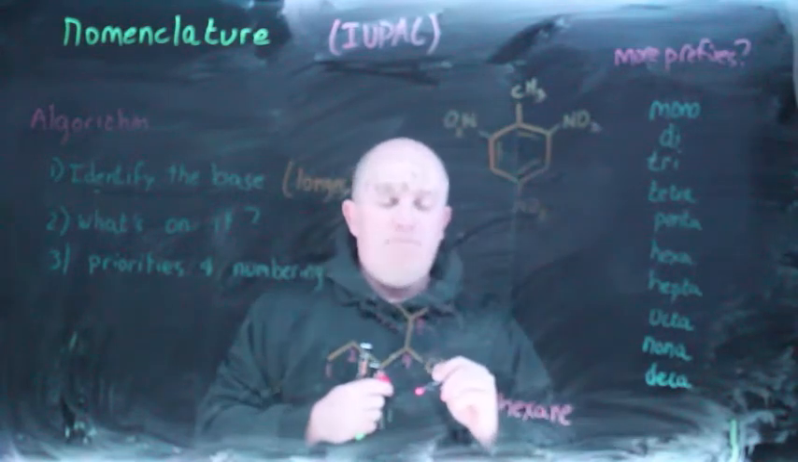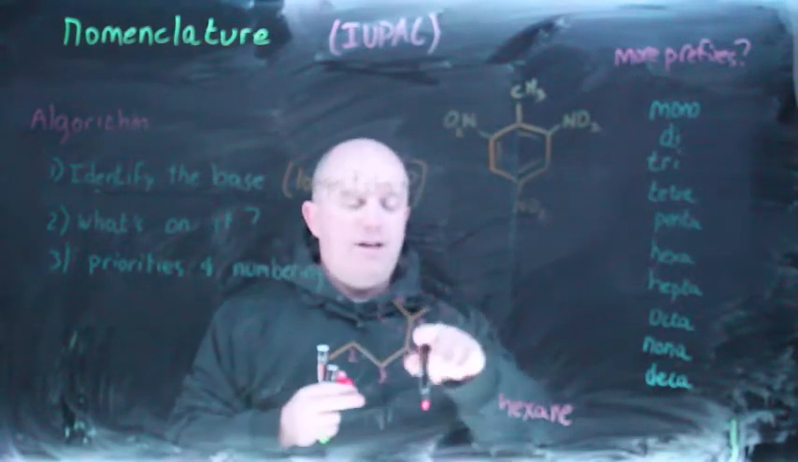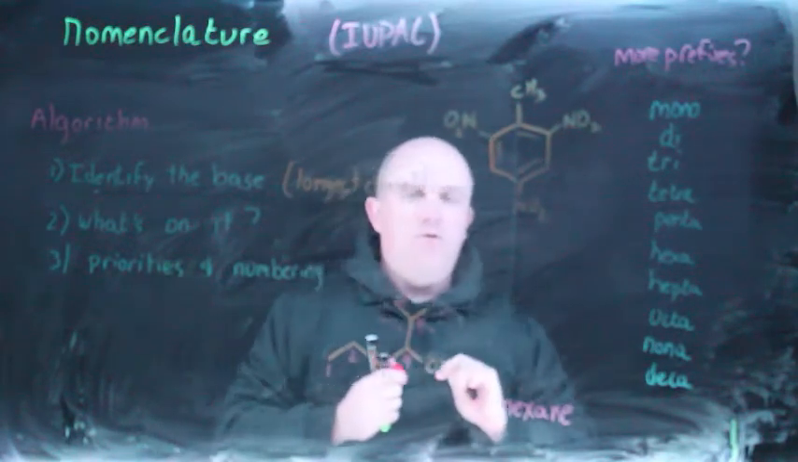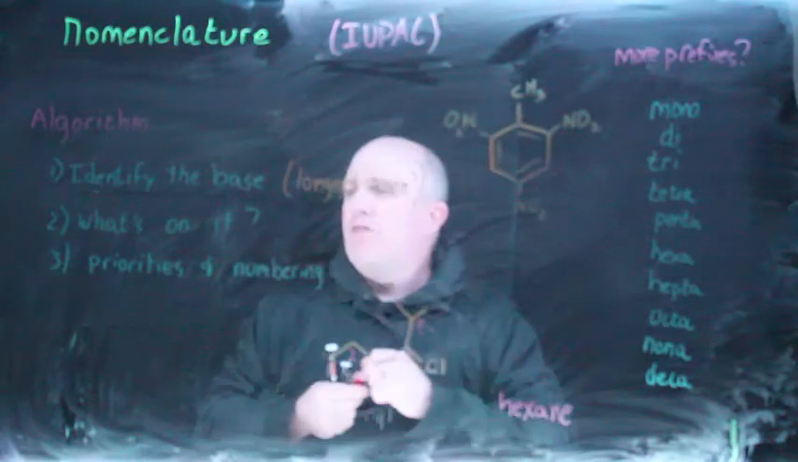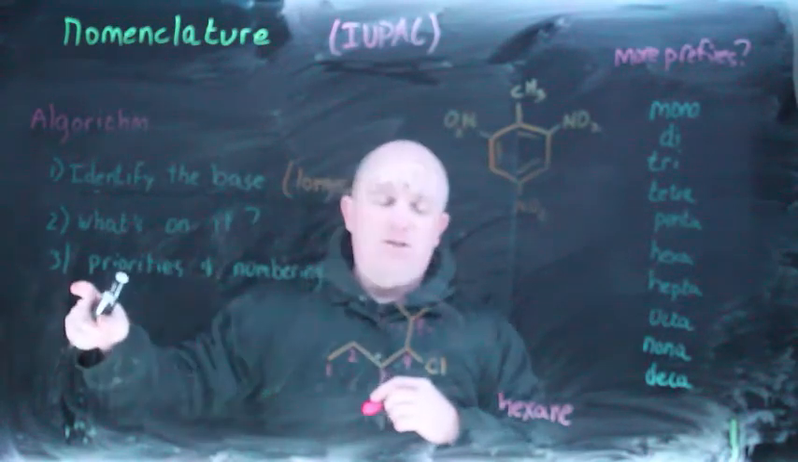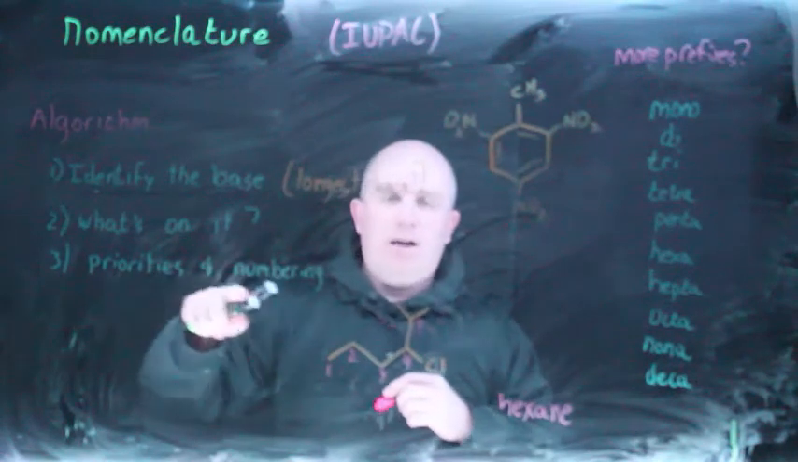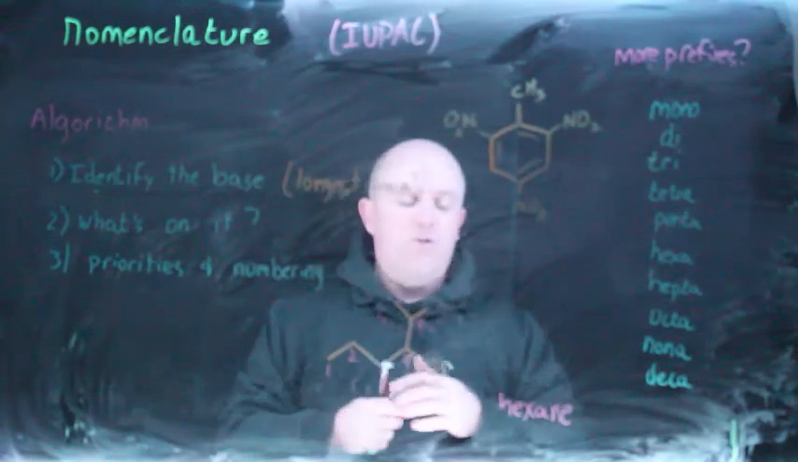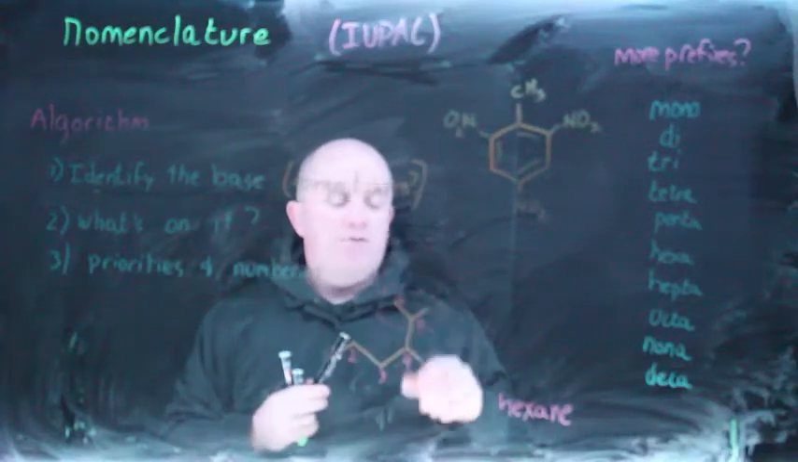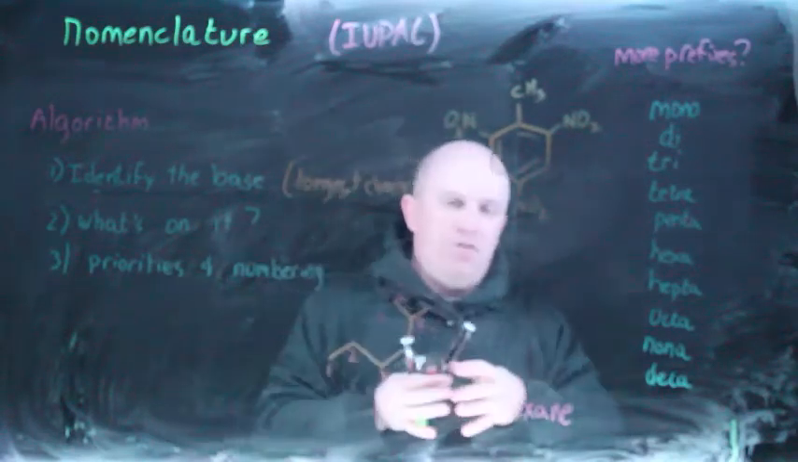Now, what does it have bound? Well, as I've drawn it, as I've numbered it so far, there's a methyl at the 5 position and a chloro at the 4 position. But one of the things that you want to do beyond identifying it is figure out what the relative numbering of the molecule would be and the priorities. So chloro is going to be alphabetically sooner than methyl, so this is going to be a chloromethyl hexane.